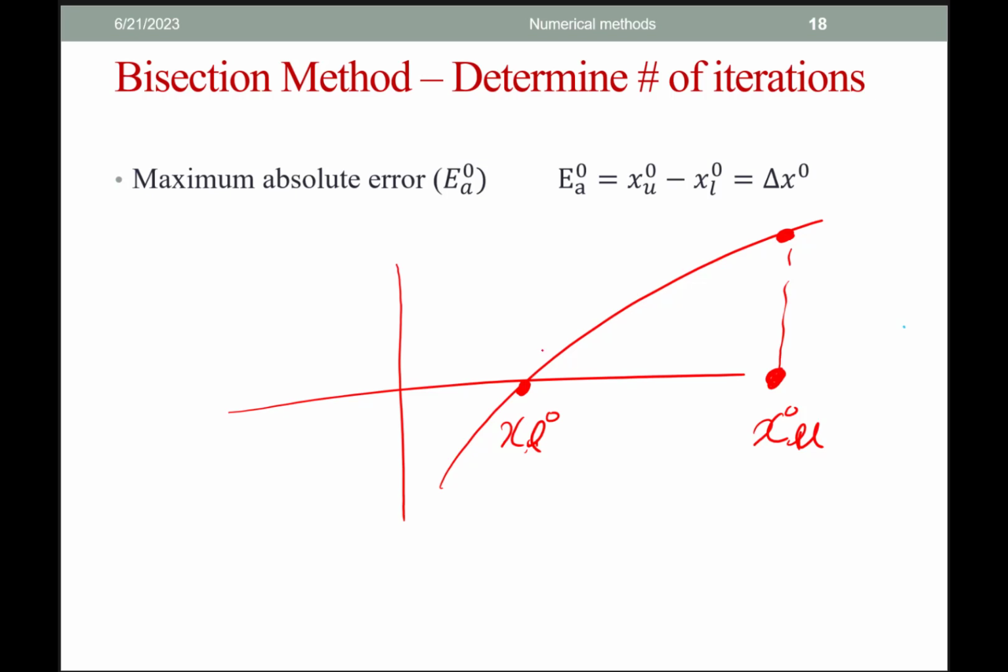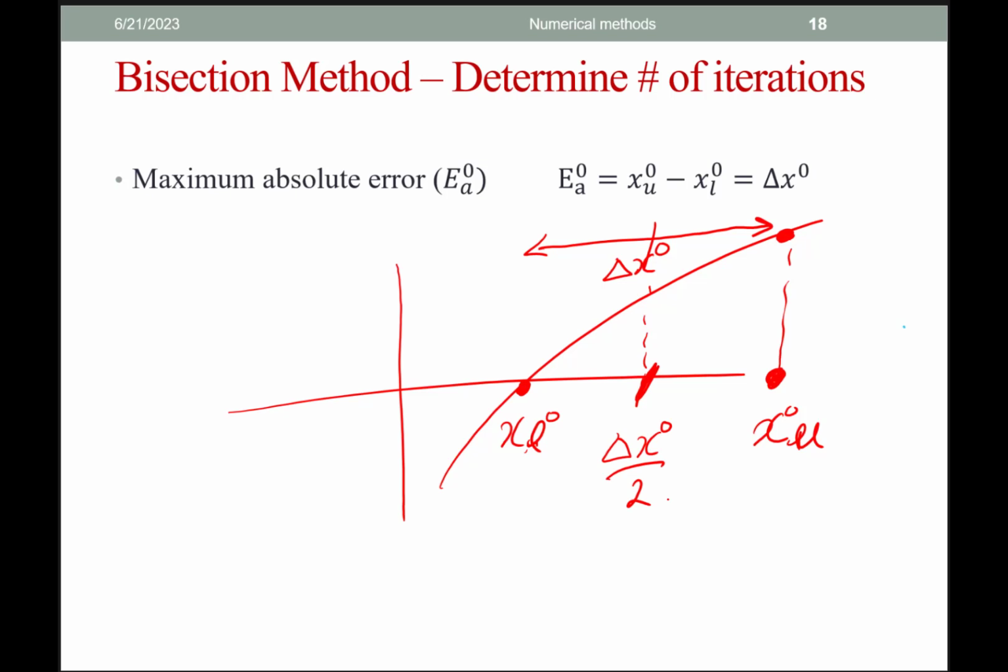The distance from this point to this point is what? XU naught minus XL naught. So this is delta X naught, and this is the maximum absolute error for the root estimation. If I do a single iteration, what happens? It halves this, right? I go all the way to this half point, and the maximum absolute error becomes delta X naught divided by 2.